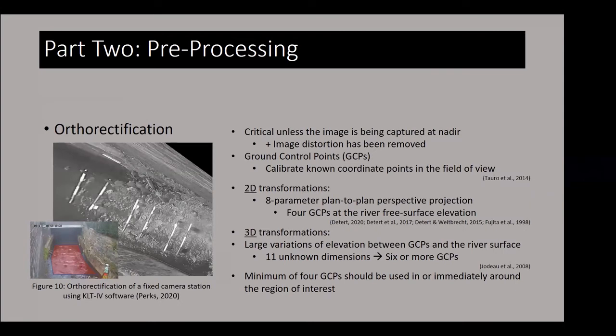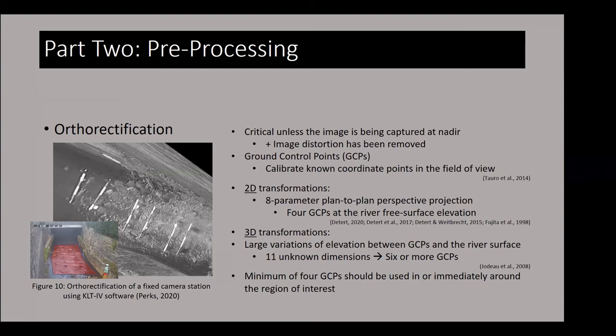Another important stage of pre-processing is orthorectification. This can be done at a later stage, however, we're going to be looking at explicit orthorectification, which is simply applied to raw video footage instead of later applied to the velocity results, which is implicit orthorectification. The only time that orthorectification isn't required is when data is actually captured perfectly to nadir and the intrinsic image distortion from the camera has been completely removed.